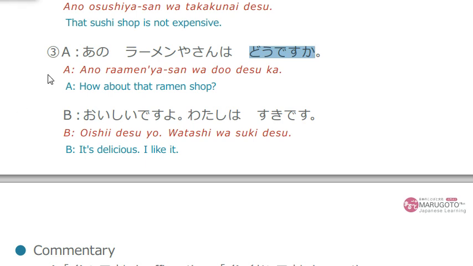How would you respond to that? おいしいですよ。私は好きです。When responding to a question, it's fine just to say the adjective. おいしいですよ. The yo is used to place a greater emphasis. It's similar to the exclamation mark in English. 私は好きです. I like it. 好き meaning like.